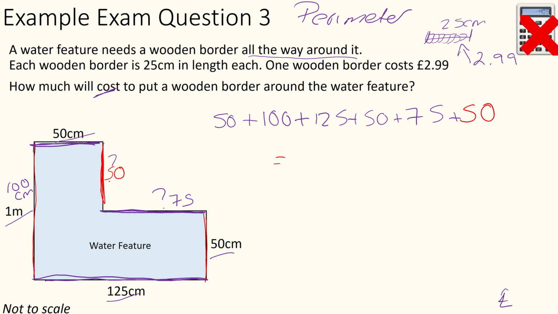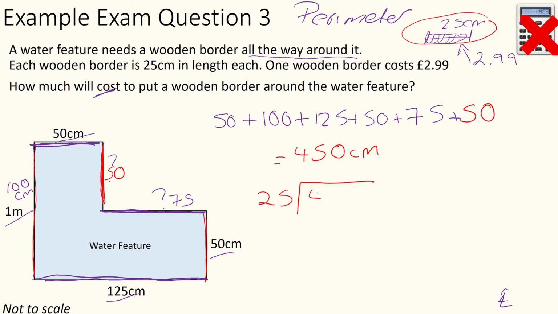I've made this a non-calculator question. That's really tight, actually. Perhaps this is more of a calculator question, but I've just added that up. That's 450 centimeters. Okay. Now, that's the total distance. Now we need to know how many times one of these wooden borders will go into that. So now we've got to do a little division.